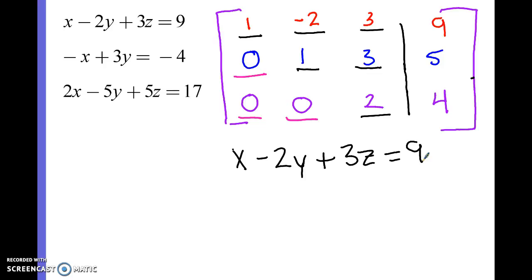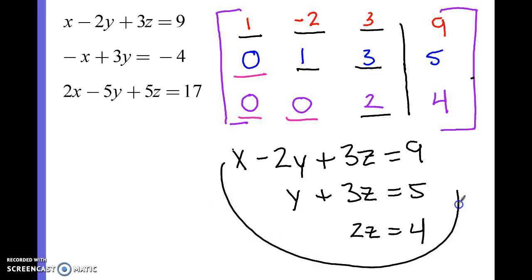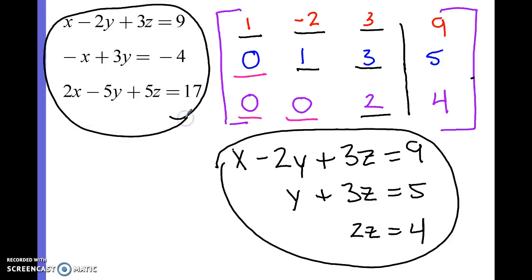The second line of my matrix is 0x plus 1y plus 3z equals 5. Then the third line of my matrix represents 0x plus 0y plus 2z equals 4. So you'll notice this set of equations is mathematically equivalent to everything you have over here. Really, all we've done is rewrite the whole thing.